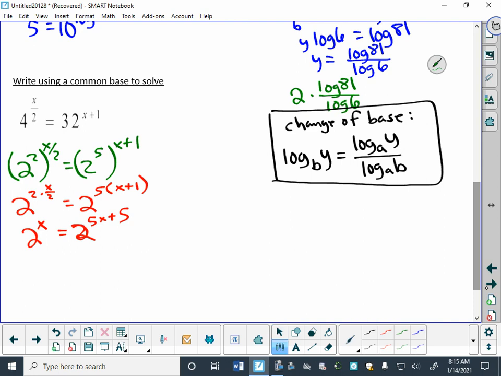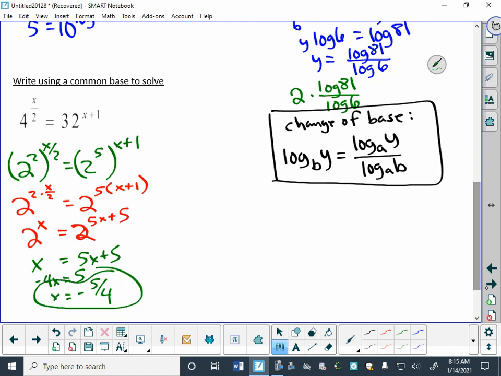Technically, I'm taking a log base 2 on both sides of this. If I do the log base 2 of 2 to the x, I get an x. If I do a log base 2 of 2 to the 5x plus 5, I get a 5x plus 5. Subtracting 5x from both sides, I get negative 4x is equal to 5. So x is negative 5/4.